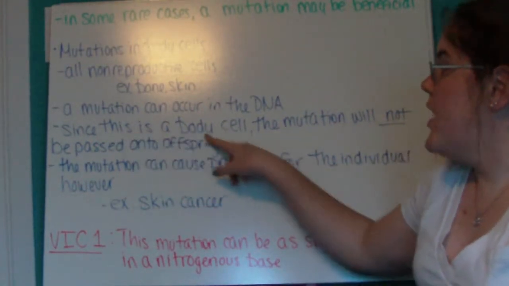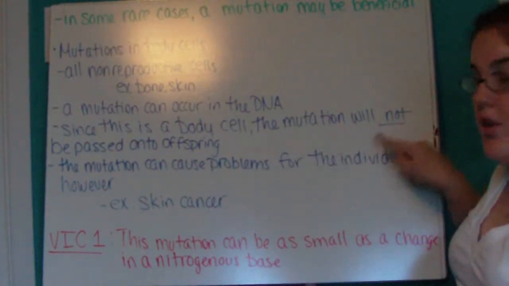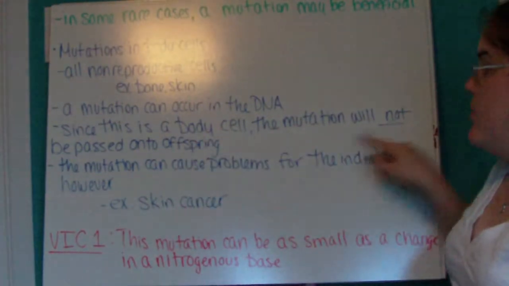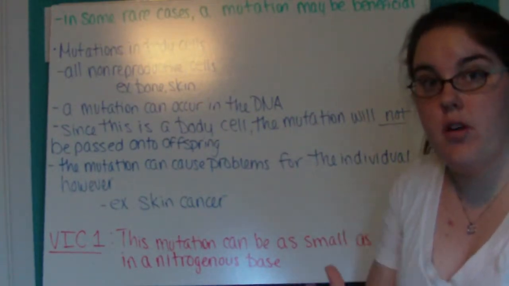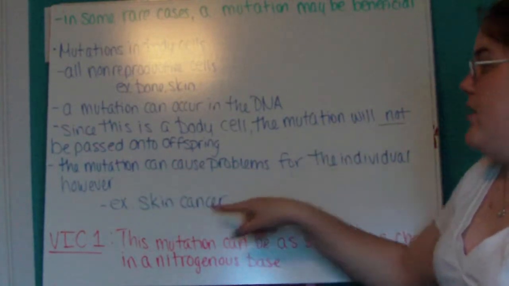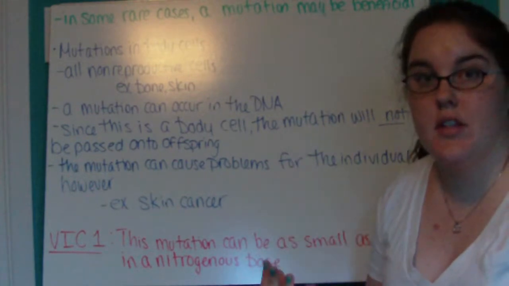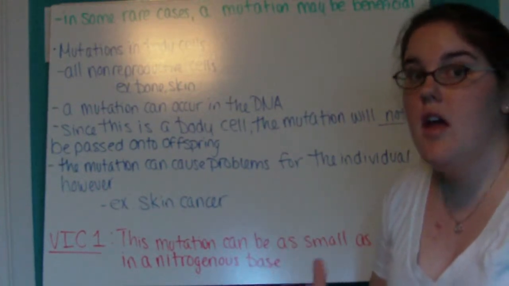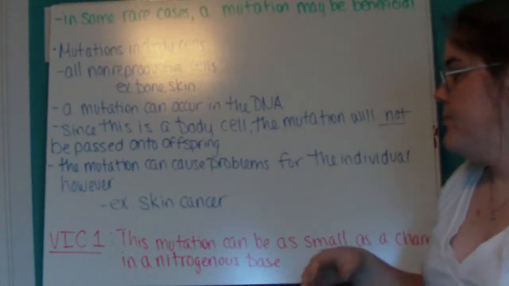Now, since this is a body cell, the mutation will not be passed on to your offspring. So it will not be passed on to the offspring. This is something that will just be affecting you, the organism itself. The mutation can cause problems for the individual, however. An example of this would be skin cancer. If you have a mutation in the DNA that codes for your skin, you might end up with the mutation and you might eventually develop skin cancer.